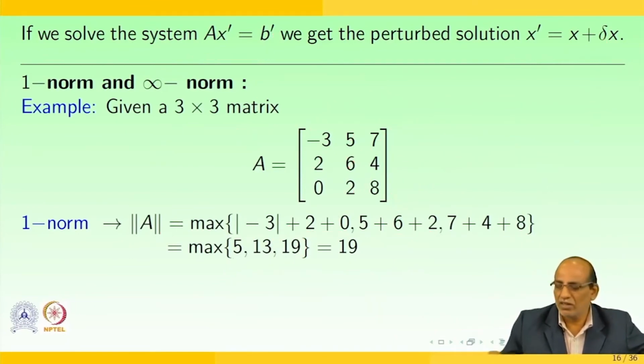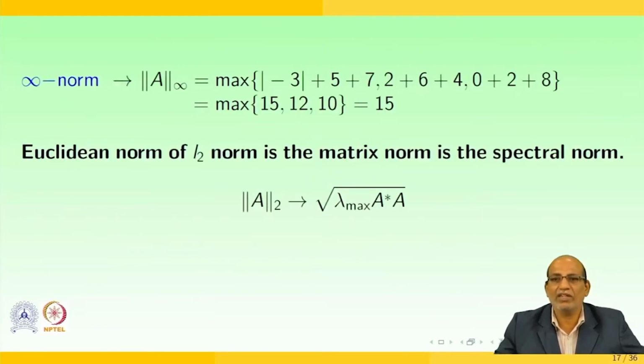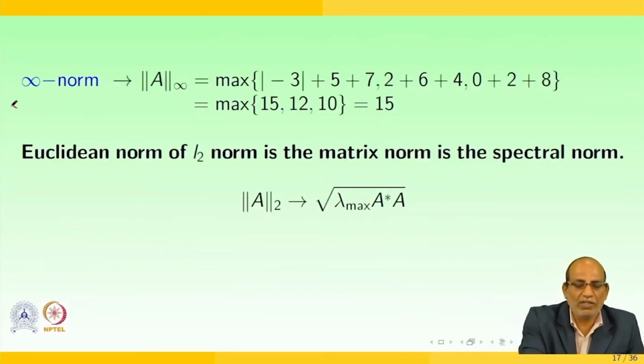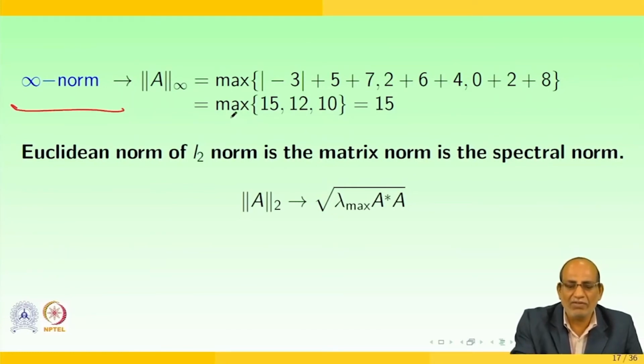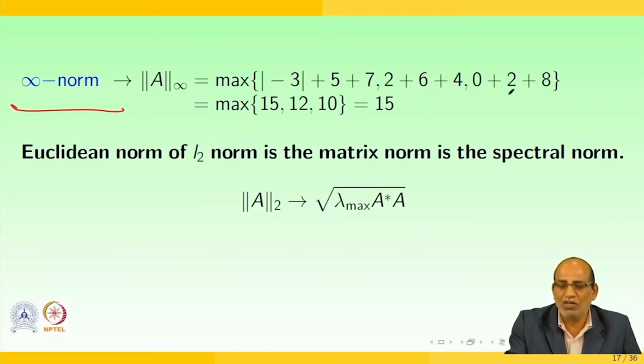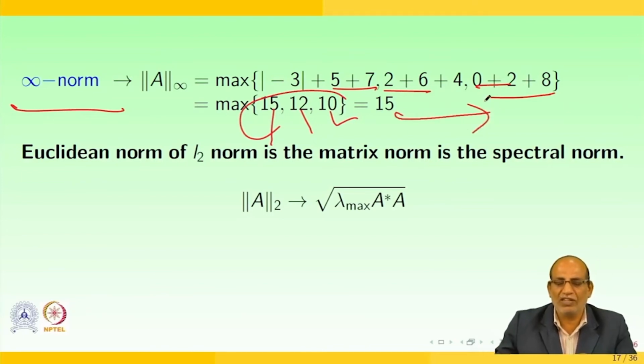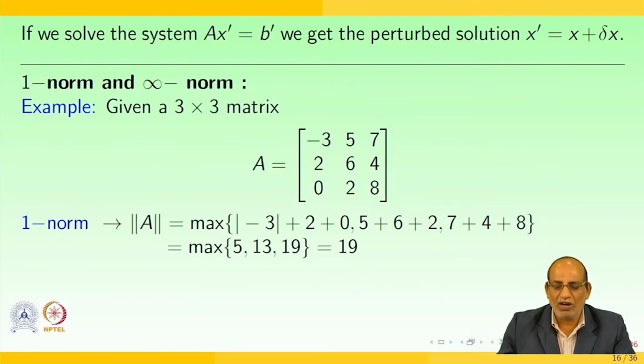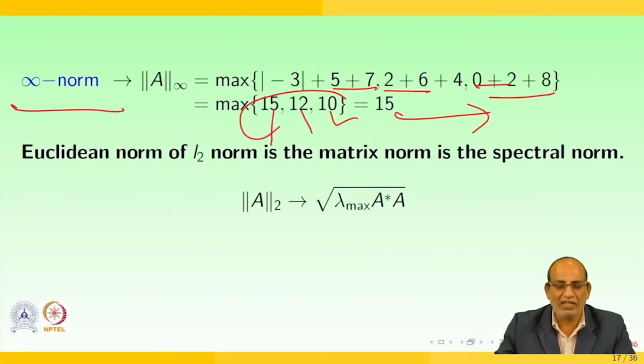That is fine. Now similarly, let us look at the infinity norm. The infinity norm is the maximum of the row sums: 3, 5, 7, then 2, 6, 4, then 0, 2, 8. So 3 plus 5 is 8, 8 plus 7, 15; 2 plus 6, 8, 8 plus 4, 12; 0 plus 2 plus 8, it is 10. So the maximum of these is 15. So you see the infinity norm is 15, whereas the 1 norm is 19. So in this case, the 1 norm is higher than the infinity norm.